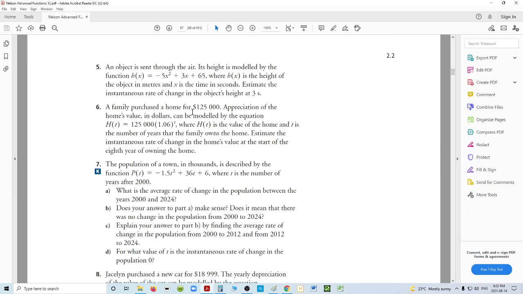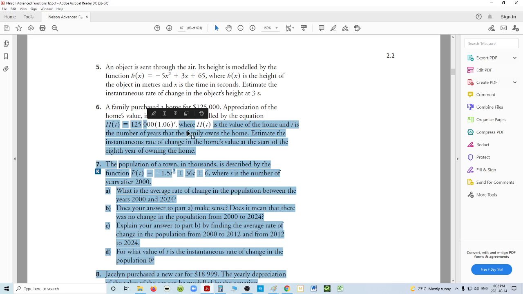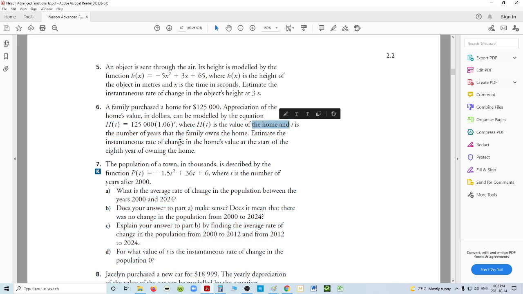A family purchased a home for 125,000. Appreciation, which means it went up in value, is based on a growth curve, where h of t is the value of the home and t is the number of years the family owns it. Estimate the instant rate of change at the start of the 8th year. The start of the 8th year.